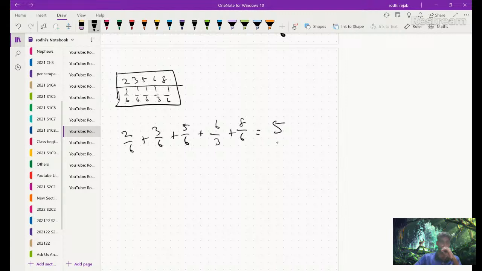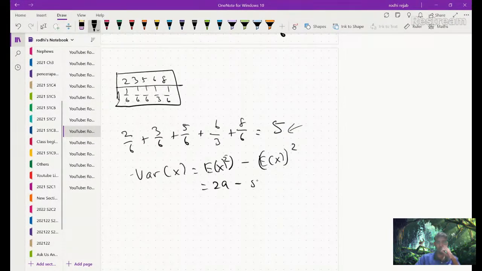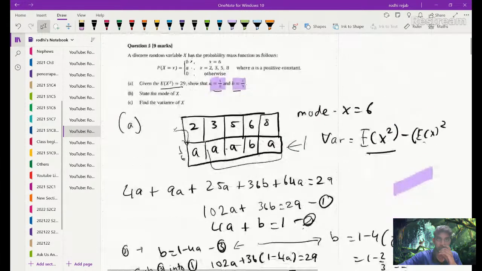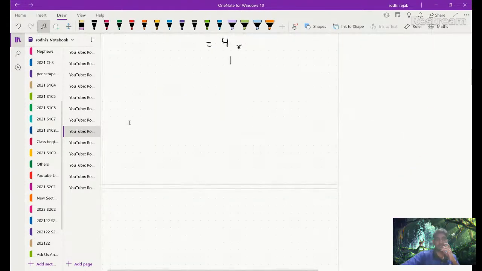This value we get is 5. So the variance of x is E(X²) minus the mean squared, which is 29 minus 5 squared. 5 squared is 25, and 29 minus 25 is 4. This is the answer. That's all. I will pass to my friend Zidan for the next question.